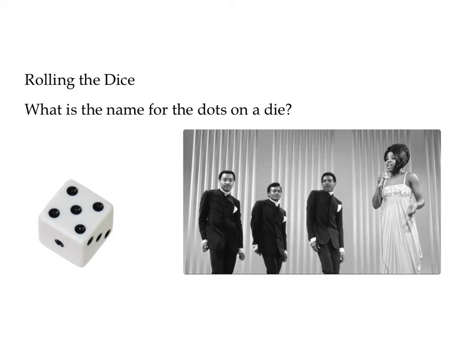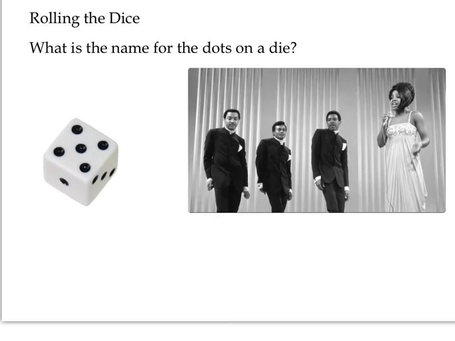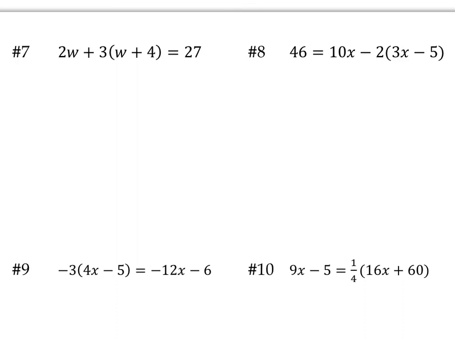You might be wondering why that picture is there with this. What does that have to do with it? Well, that's Gladys Knight and the Pips, old Motown group. So anyway, pips are the names for those dots on dice. Something you probably didn't know and probably wish you didn't know, but now you do.